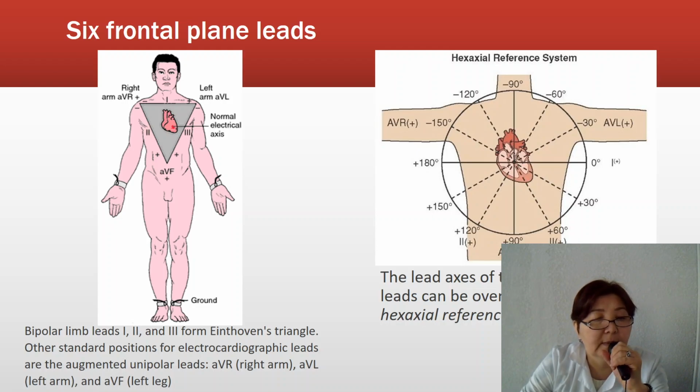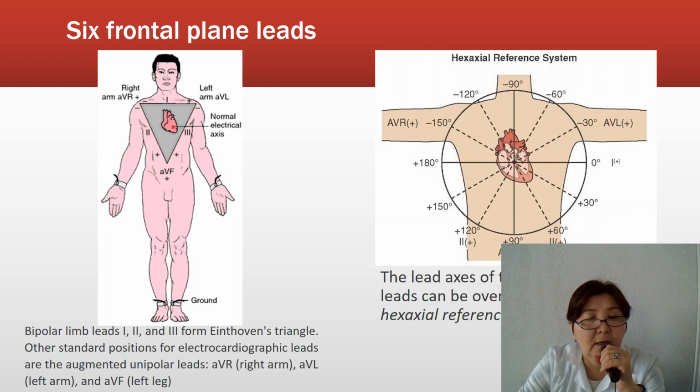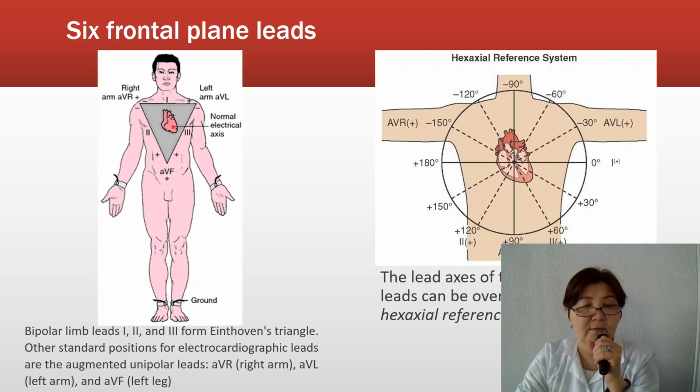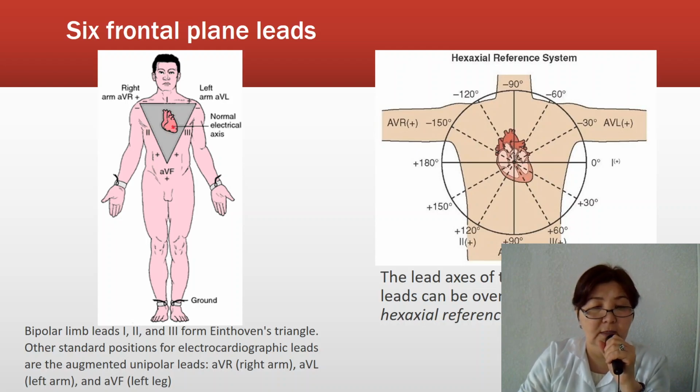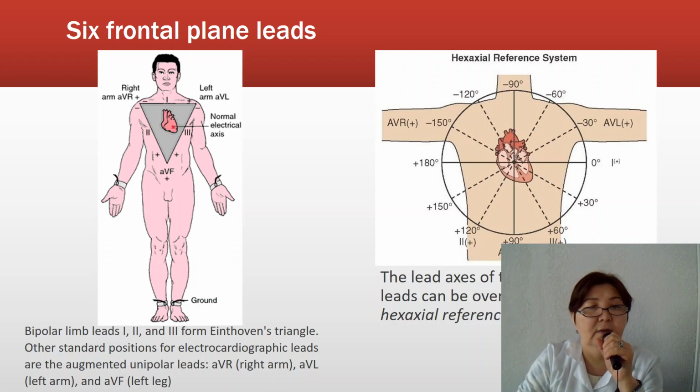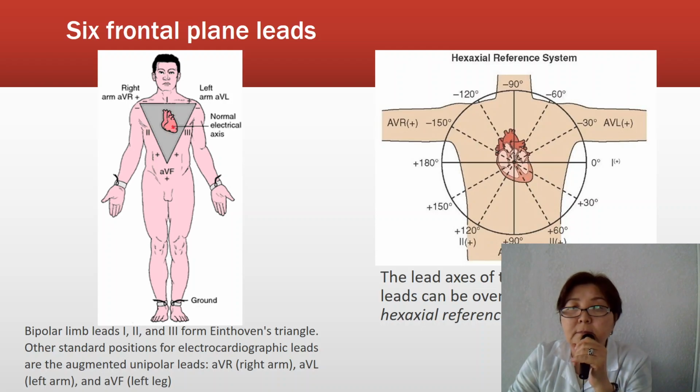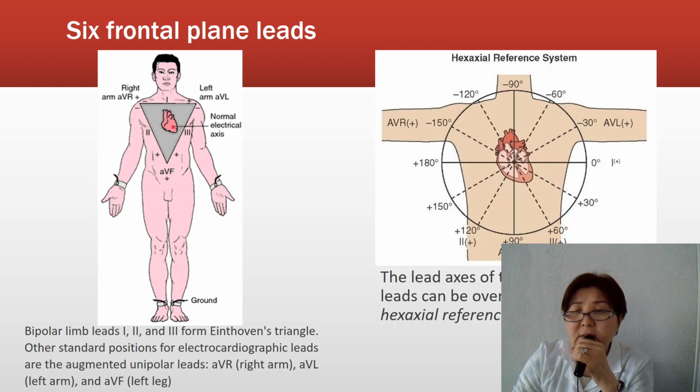Bipolar limb leads, first, second, and third, form Einthoven's triangle. Other standard positions for electrocardiographic leads are the augmented unipolar leads: AVR is right arm, AVL left arm, and AVF left leg. The lead axes of the 6 frontal plane leads can be overlaid to produce the hexaxial reference system.